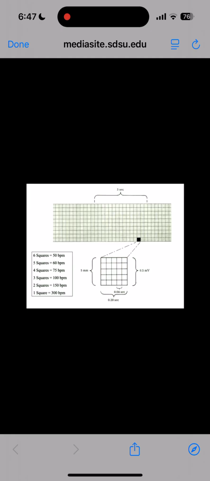Then if you go in the opposite direction, if it's 5 squares, 60 beats per minute, 6 squares is about 50 beats per minute, okay? So if you work with a lot of ECGs, it's very easy to count the squares and get a real good idea what a person's heart rate is. I'll also point out that the normal resting heart rate would be between 5 squares and 3 squares. That's if you think 60 to 100 beats per minute, okay?